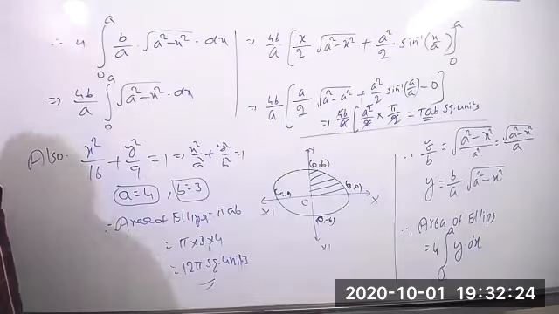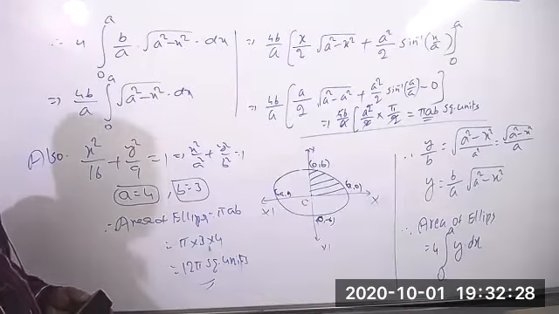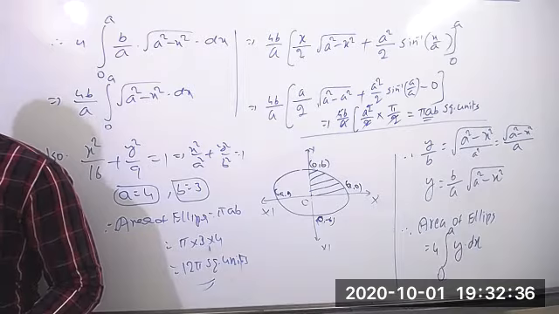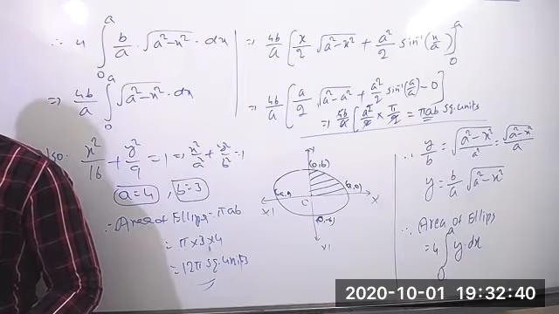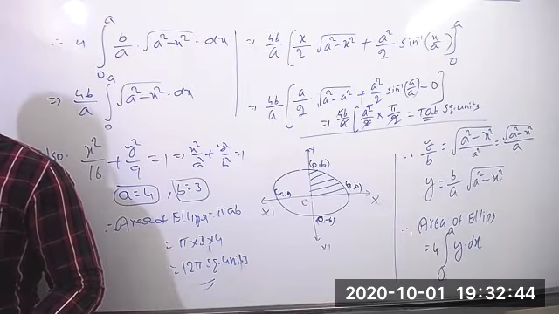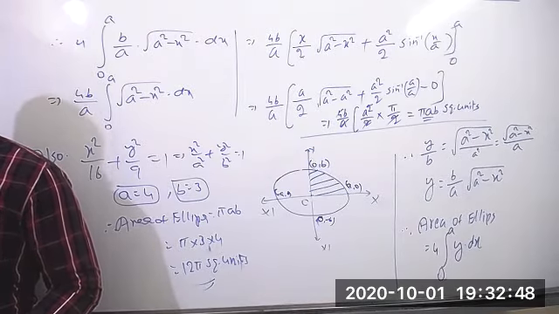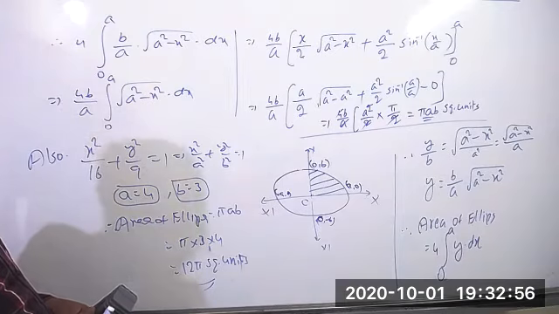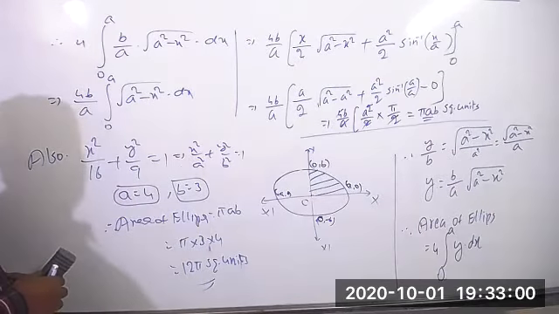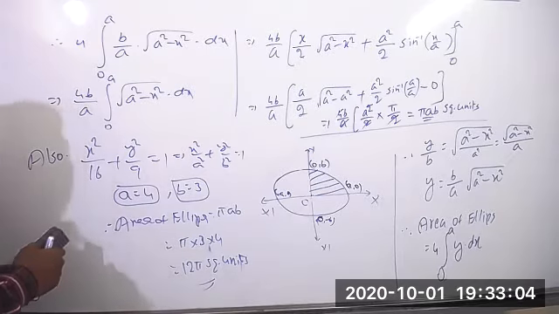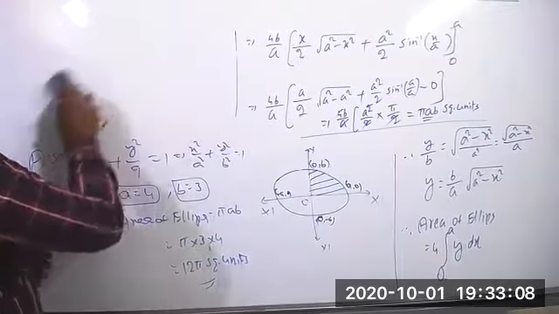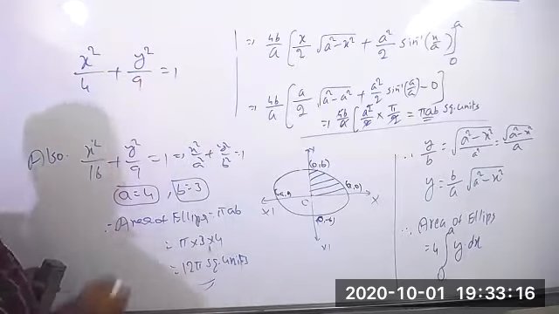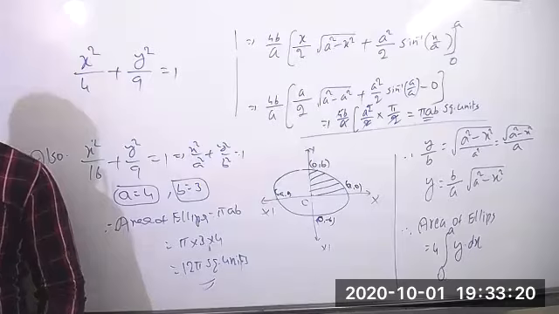Can you repeat, sir? I was not able to hear. Find the area of the region bounded by the ellipse x square by 4 plus y square by 9 is equal to 1. Okay, start now.